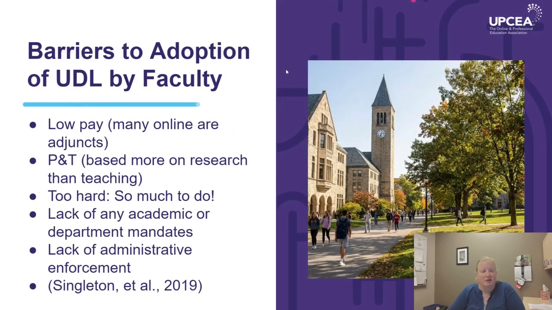However, there are some barriers to adoption that I've experienced myself and that I've seen faculty tell me about. So first of all, low pay. Many of us who teach online are adjuncts, and so the motivation is not there. Promotion and tenure at a lot of schools, if you are full-time, is based more on research than teaching. Definitely get the argument that it's too hard. There's so much to do. How can I possibly make these changes?